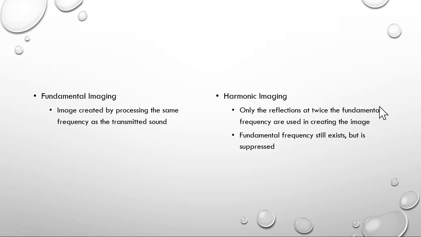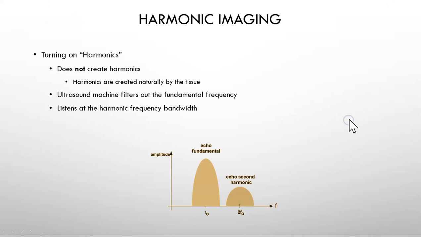Fundamental imaging is created by processing the image, the frequency of the signal that came back at the frequency that was transmitted. Harmonic imaging uses only reflections that were created utilizing the harmonics in the signal reconstruction. The information from the fundamental frequency still exists, but is suppressed. Turning on harmonics does not create harmonics. Harmonics already existed before you push the harmonic button. However, what it does is it allows the ultrasound machine to filter out the fundamental frequency and then create the image by only listening to the harmonic frequency bandwidth.